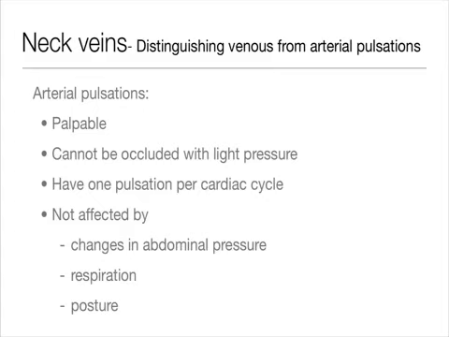Arterial pulsations are not affected by any changes in abdominal pressure, where venous are. They're not affected by respiration, and they're not affected by posture. The jugular venous pressure, on the other hand, falls during inspiration due to negative intrathoracic pressure, and the JVP increases with abdominal pressure, and this can be seen with a cough or any other Valsalva manoeuvre.